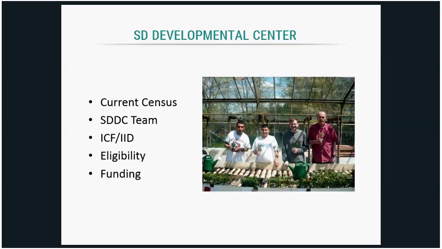The individual must have unsuccessfully received treatment in a less restrictive environment, and the individual displays behaviors that are dangerous or cause concern for the safety of the individual and/or others. And all people supported at SDDC qualify for funding through Medicaid Title 19.